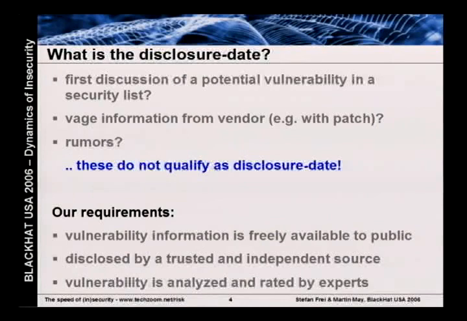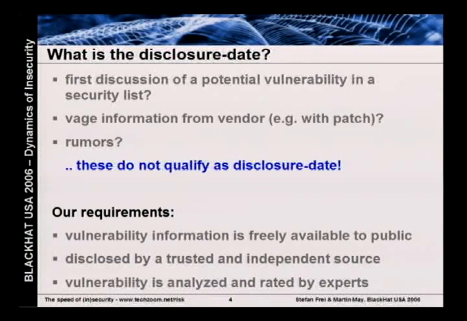So what is the disclosure date? There are lots of different opinions around there. In academia, we found lots of analysis focusing around the disclosure date, but there's no common understanding. So what is it? Is it the first discussion of a vulnerability in a security list? Is it some vague information that comes from a vendor, perhaps that comes with a patch, or is it just rumors? We do not consider those the disclosure date.